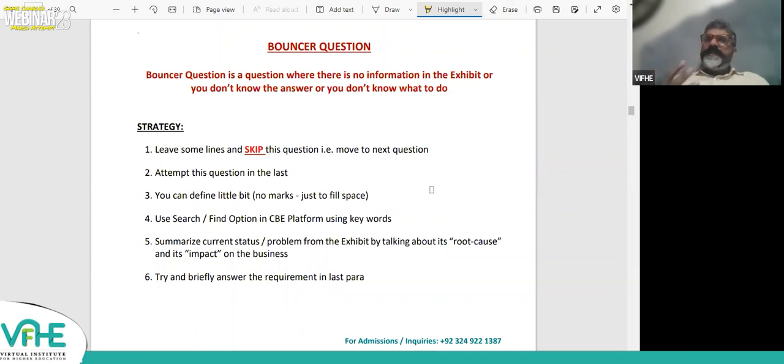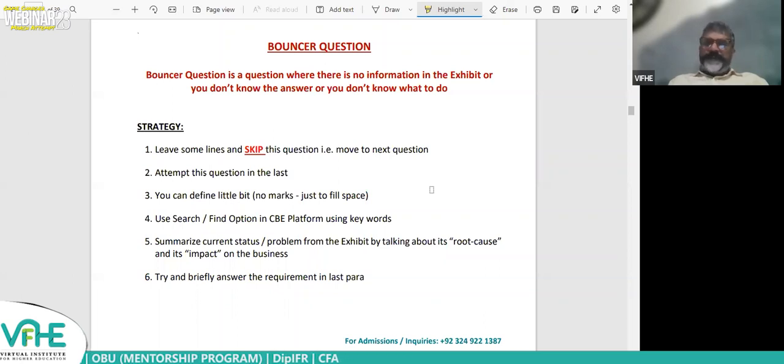Why? Because he wants to see whether you panic, whether you are controlled and composed. Because a good CFO should not panic, right? He should know how to get out of a situation. So it is there to test your nerves, your planning, your smartness, how you handle it. But most students actually spend more time on the bouncer question just to save it, and they ruin their time management.